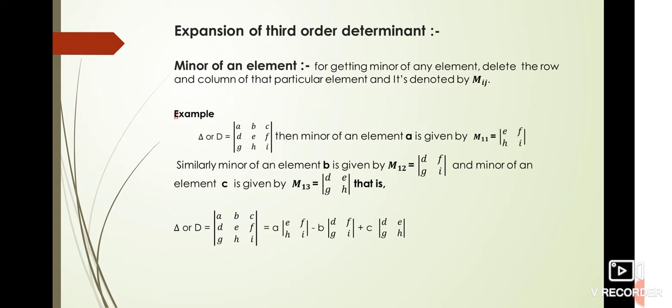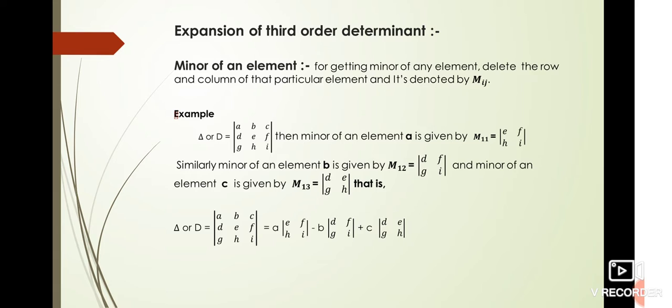For example, in the third order determinant with the arrangement of 9 elements, the minor of the element A, the first element of the determinant, is given by M11. So what is M11? M stands for minor, 1 stands for first row and the other 1 stands for first column. So we delete the elements in the first row and first column. The remaining elements are E, F, H, I.